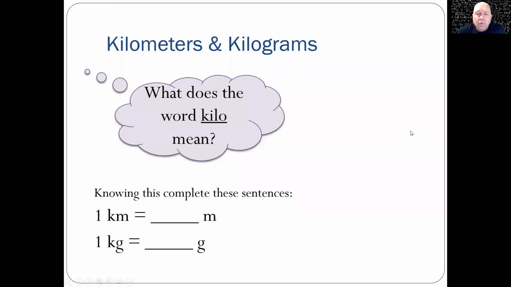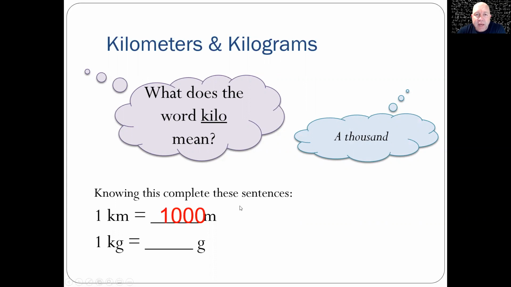Okay, right, so let's start with kilo, because we have kilometers and kilograms. What does the word kilo mean? If it's prefixed with kilo, K-I-L-O, what does it actually mean? Literal translation, 1,000. Now we can use that to help fill in these sentences. 1 kilometer is the same as how many meters? Use what we know about the prefix. It's 1,000. And in the same way, 1 kilogram is 1,000 grams.